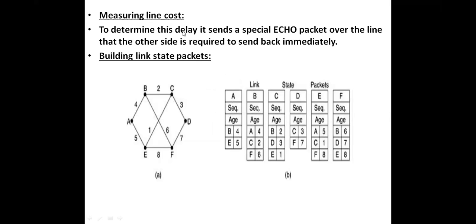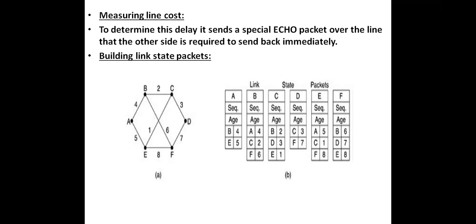After that, what do you need to do? Measuring the line cost. We need to identify the cost. How can we measure the cost? By using an echo packet. Whatever the distance between Bapatla to Pannur, the Pannur to Bapatla is the same distance, right? Echo is used to calculate the distance between the two nodes.